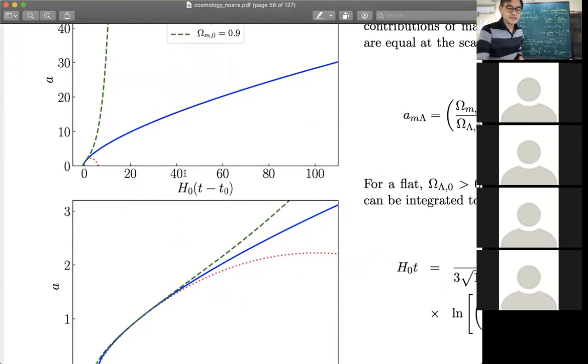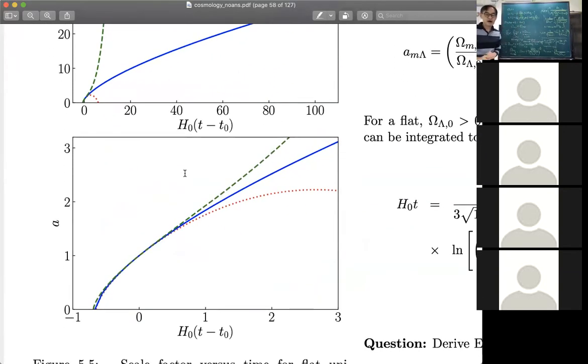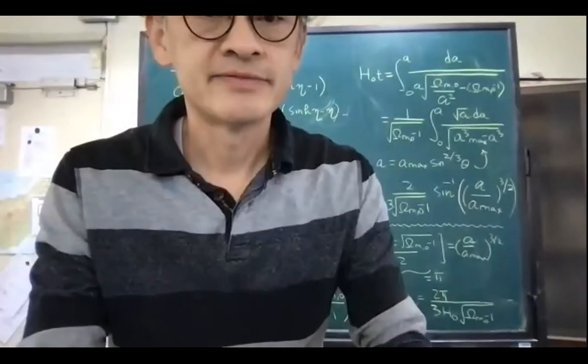And here is the zoomed view of the scale factor as a function of H0 times t minus t0. So in the case of matter plus curvature, the behavior in the beginning was similar, but in this case of matter plus lambda, it's not. They are different from the beginning.